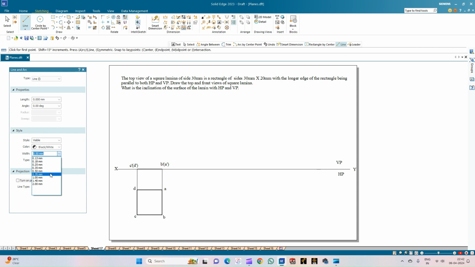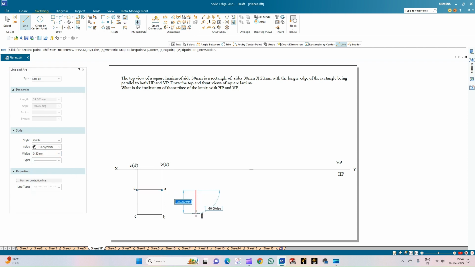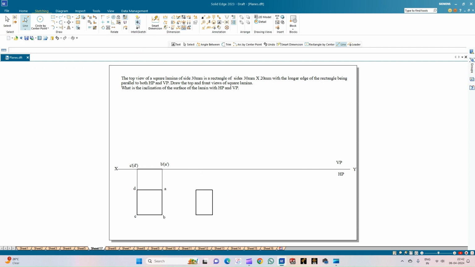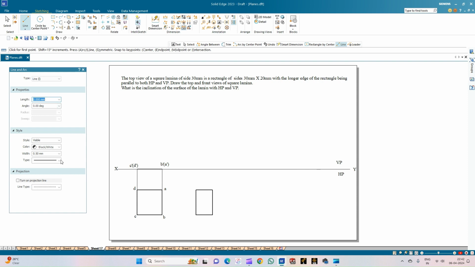of thickness 0.50 mm, and here the longer side should be having the dimension of 30 mm and the shorter side must be 20 mm. So this is what is the data given to us. So now we will complete the rectangle at any arbitrary distance towards the right hand side of the XY line, and then we will draw the front view of this by choosing a continuous line of thickness 0.13 mm. So we shall intersect the XY line.